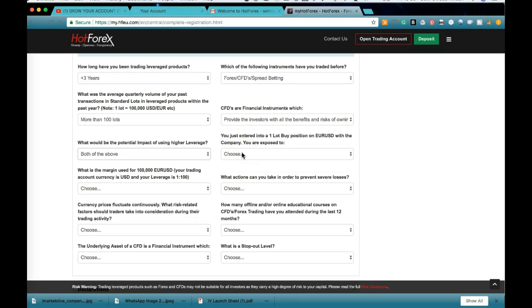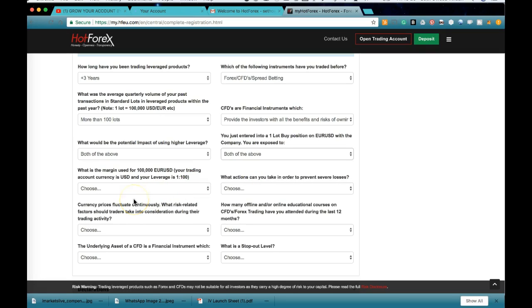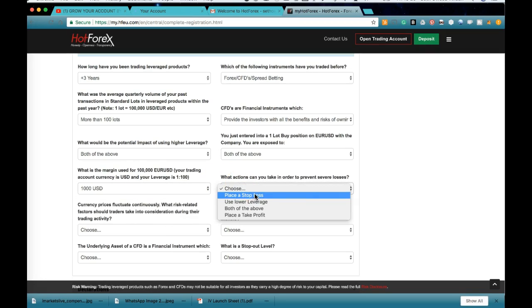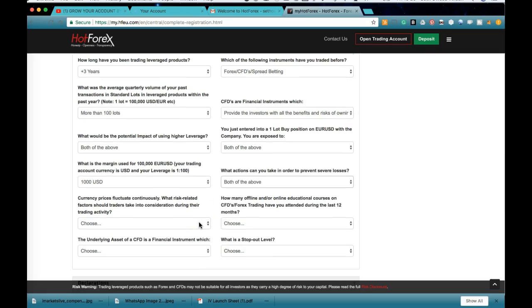You entered into a one lot buy position on EUR/USD with the company. You're exposed to counterparty risk, adverse market movement, both of the above. What is the margin used for 100,000 EUR/USD? So that's 1,000 USD. What actions can you take in order to prevent severe losses? Stop loss, use lower leverage, both of the above.